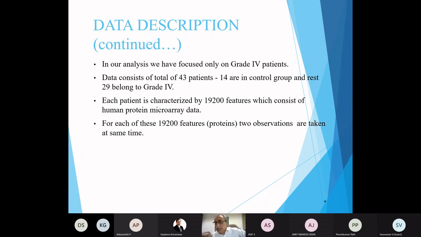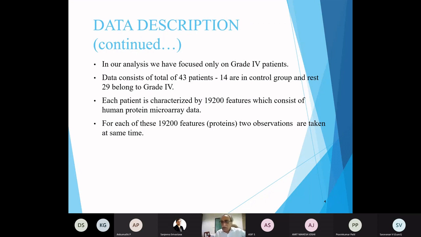So essentially, we are dealing with a 43 by 19,200 order matrix. This is the data. The data was provided in this format.